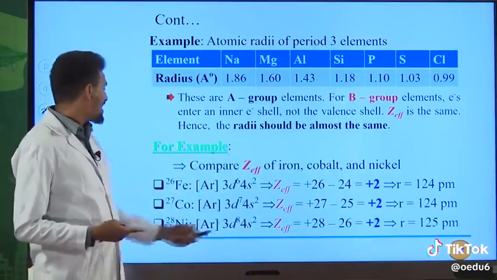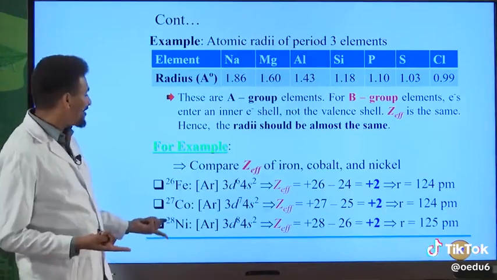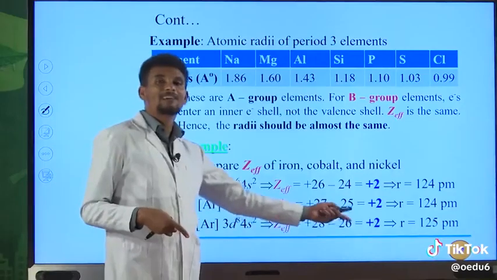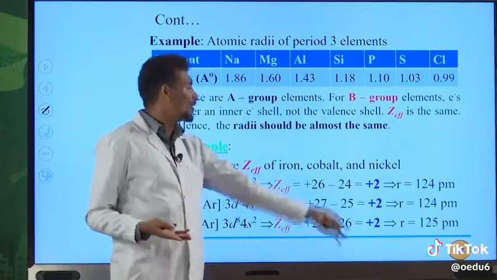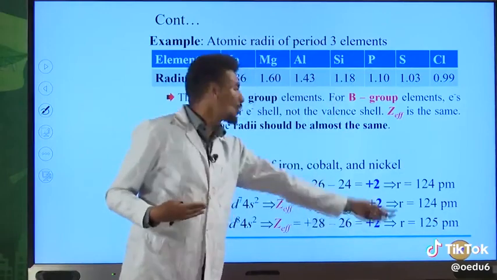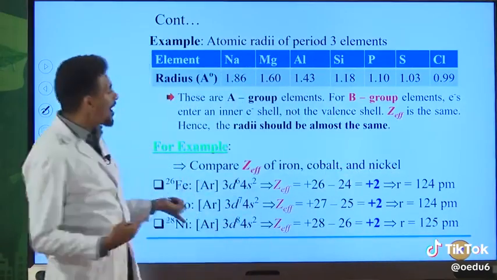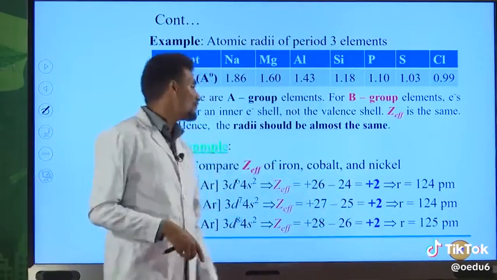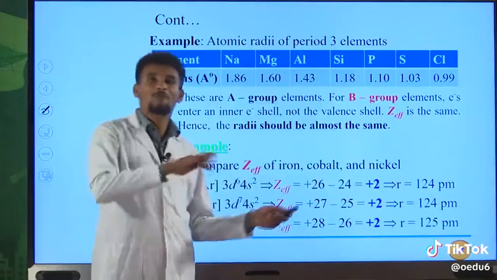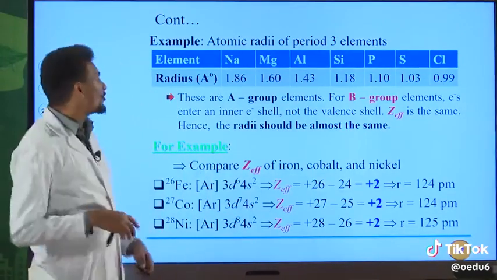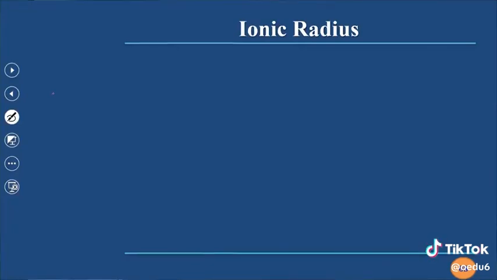And the third one, nickel. The atomic number for nickel is 28. So the electron goes to inner shell, d8. Z effective is equal to plus 28 minus 26. So it is also equal to 2. They have the same Z effective. Their atomic radius is also almost the same: 124 picometer for iron, 124 picometer for cobalt, and 125 picometer for nickel. Therefore, for B group elements, their atomic radius should be almost the same. So try to identify this one.